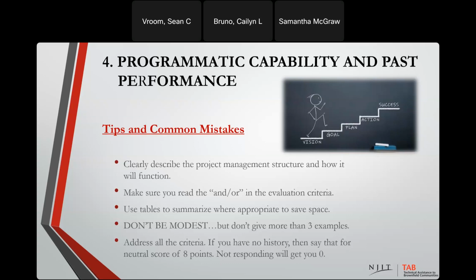And again, you want to address all the criteria. And again, if you don't have a history, then say that for a neutral score of 8 points. If you don't respond, again, you'll get 0 points. So I'll take the 8 over 0 any day.